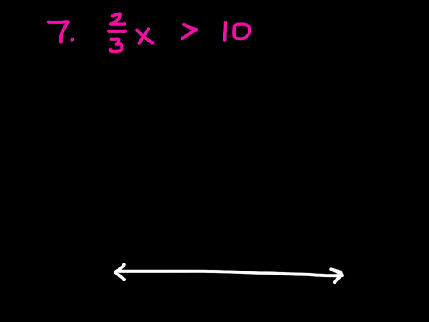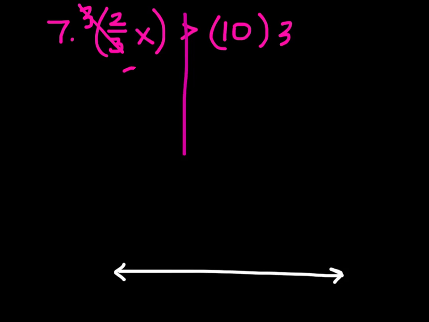Alright, number 7, we have a fraction. We have 2/3 x is greater than 10. So I'm going to go ahead and draw this line down the middle. Now, anytime I have a fraction, I have to get rid of it first, pretty much by removing this denominator here. So in order to remove the denominator of 3, I'm going to multiply both sides by that 3. That way I'm going to cancel this out. So I'm left with then 2x is greater than 30, because 10 times 3 is 30.